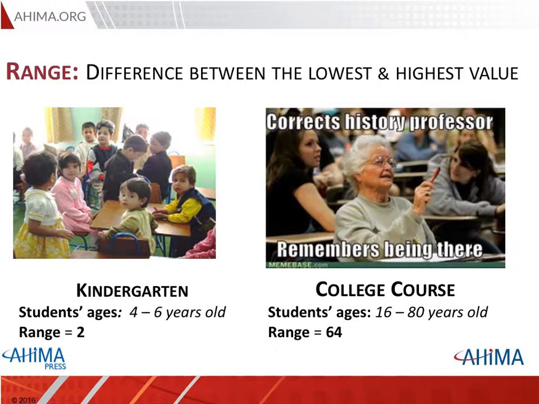The age range of a college course will be a lot wider. You may have students ranging in age from 16 to 80 years old in a college course. If this is the case, the range would be 64. I subtracted 16 from 80.